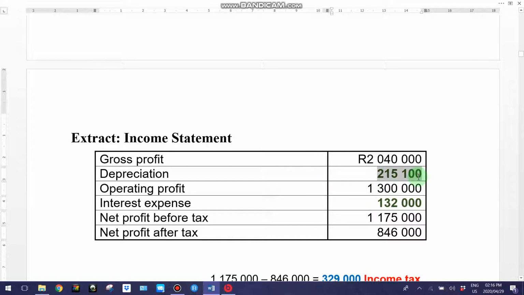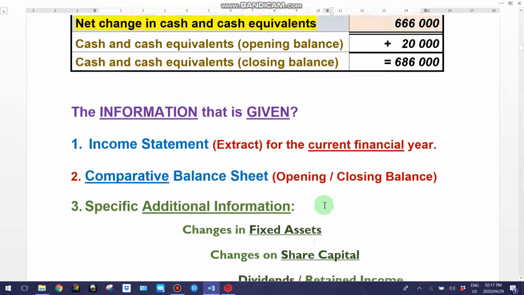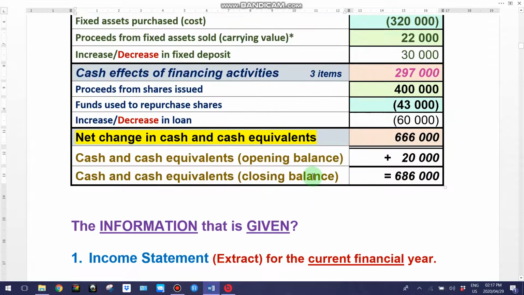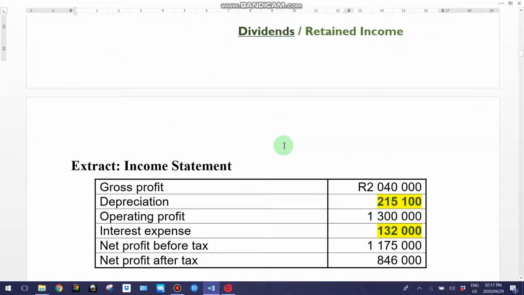So the important ones that I need here would be, I need depreciation. I'm going to use that somewhere. I'm going to need the interest expense. I told you that's going to be my interest paid. My interest expense will be my interest paid. And then I'm also going to need my tax for the year, because income tax paid, I'm going to have to compare that to the income tax expense for the year.